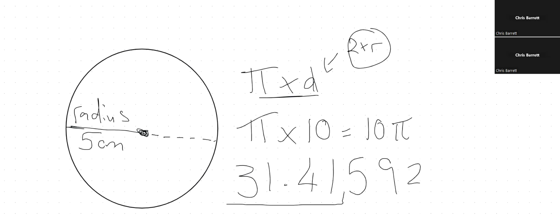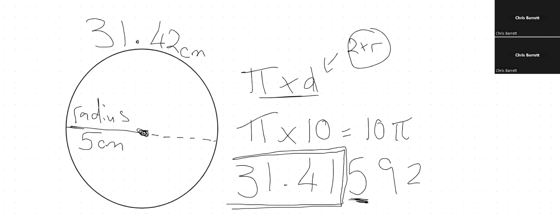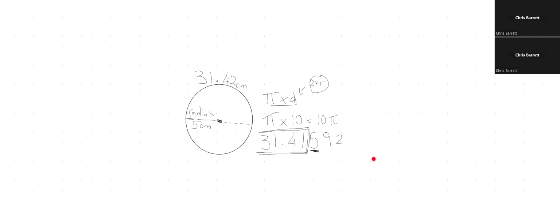If I want it to 2 decimal places, it's either going to be 31.41 or 31.42. The 5 is the decider. Because that's a 5, it's going to make it go up to 31.42, and then centimeters for our circumference. Okay, zoom out a bit so you can see it a bit better.